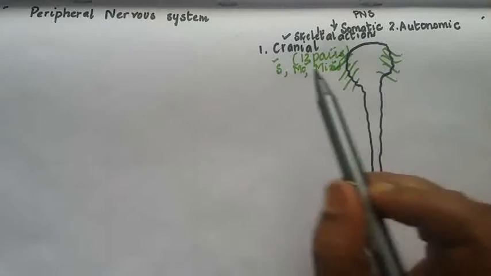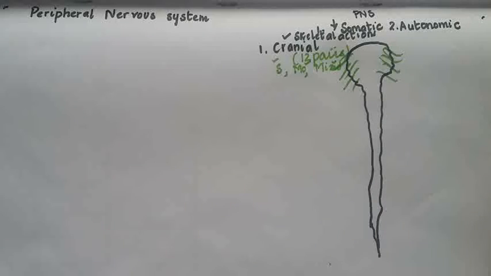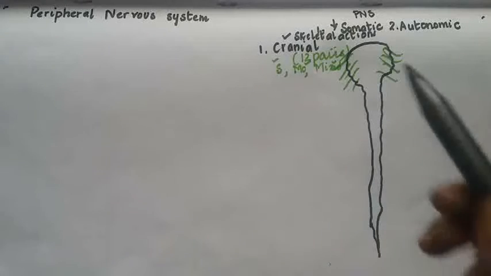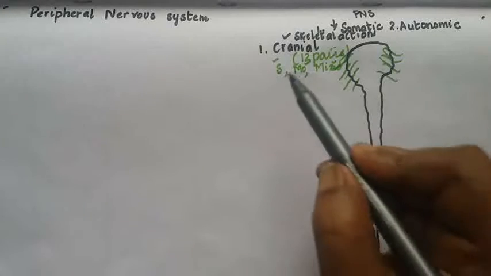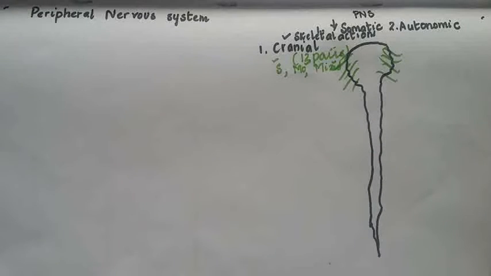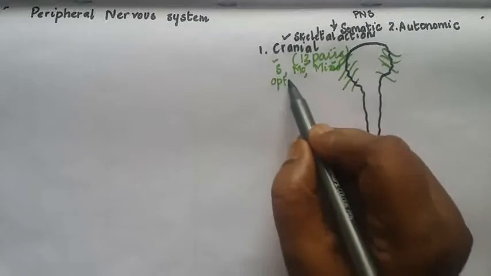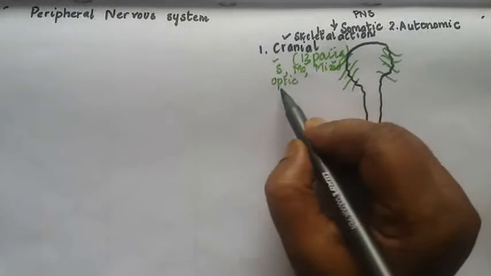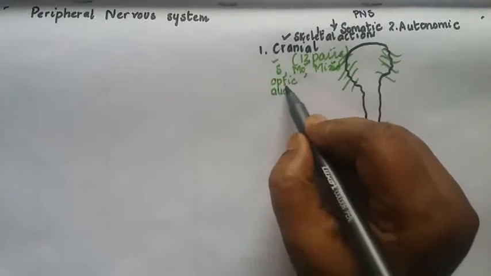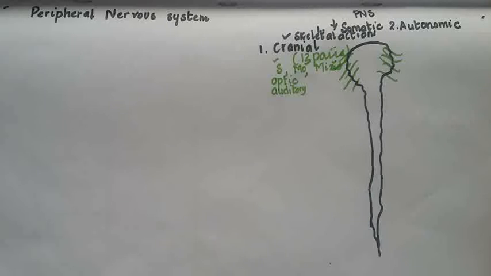So I said there are about 12 pairs of cranial nerves arising from the brain, and these 12 pairs of nerves can be of any one of the types. It can be a sensory nerve. For example, if you look at your eye, in the eye we have a nerve known as the optic nerve, which is a sensory nerve. In the ear we have a nerve known as the auditory nerve, which is also a sensory nerve, right?